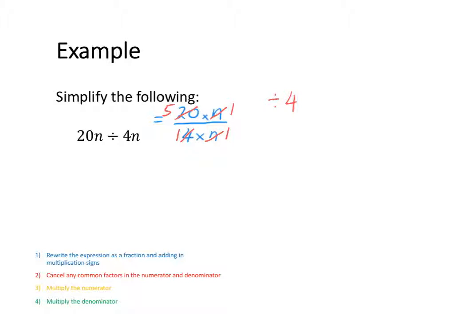Now I can go ahead and complete steps 3 and 4. So multiplying my numerator, 5 times 1 is equal to 5. And then multiplying my denominator, 1 times 1 is equal to 1. So my answer is 5 over 1, and that can be simplified further just by saying 5. So 20n divided by 4n is equal to 5.